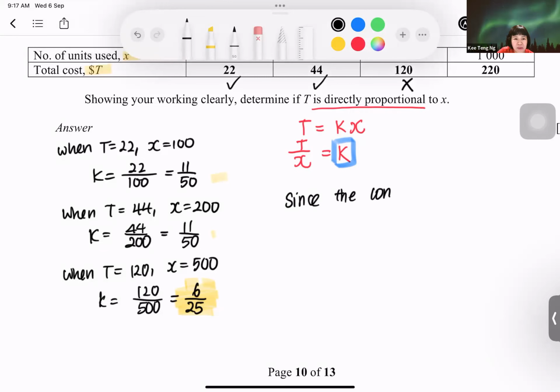I suddenly start. Anyone help me spell constant? Is it this one? Yeah, I think so.